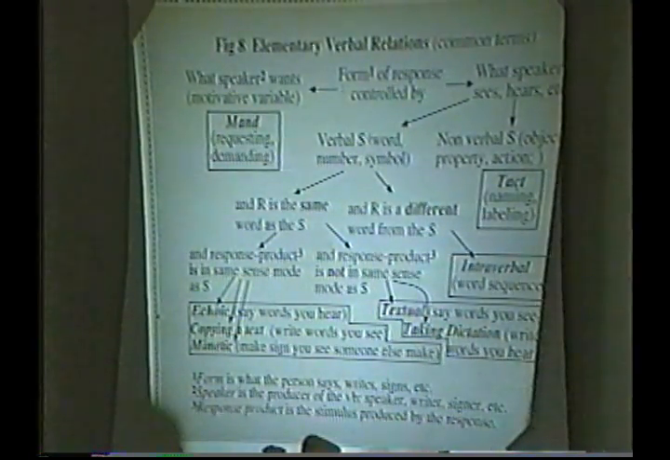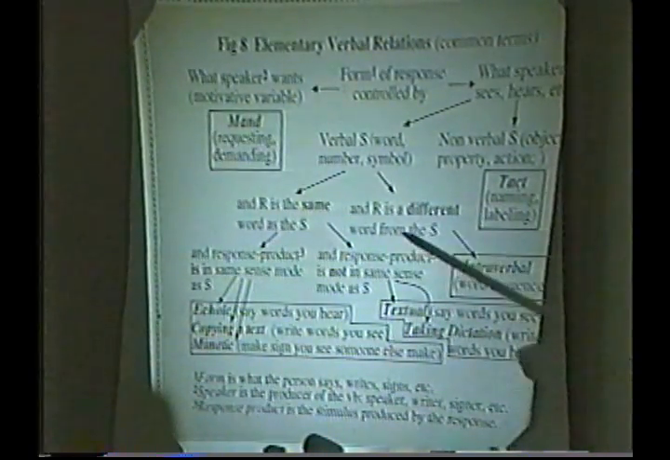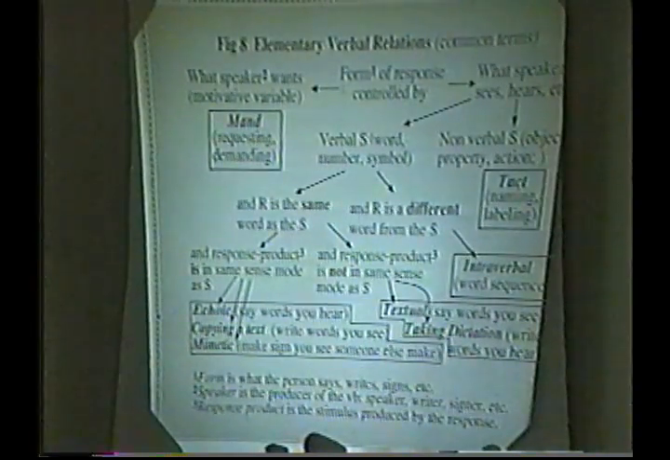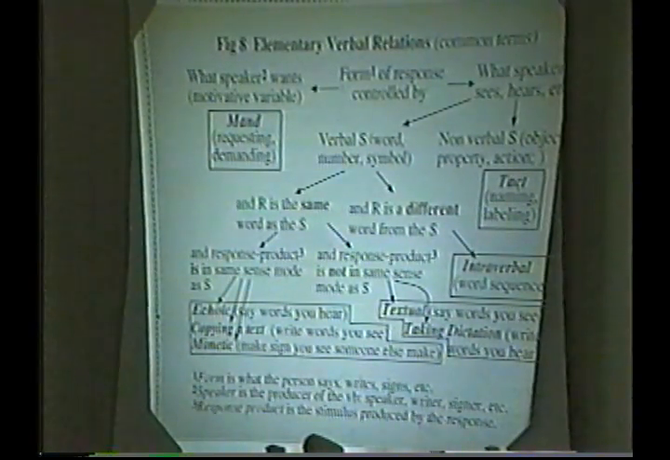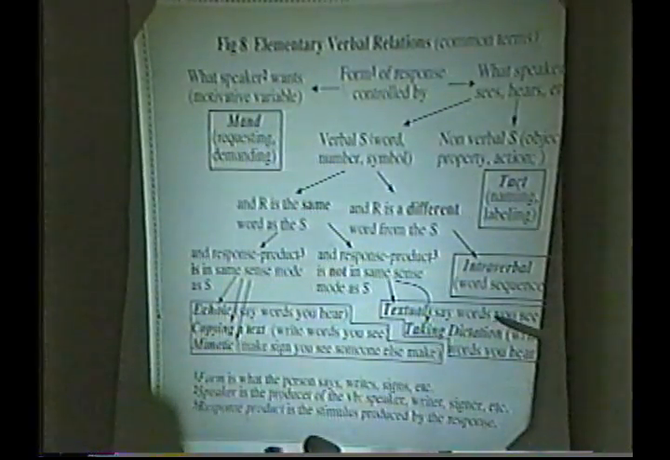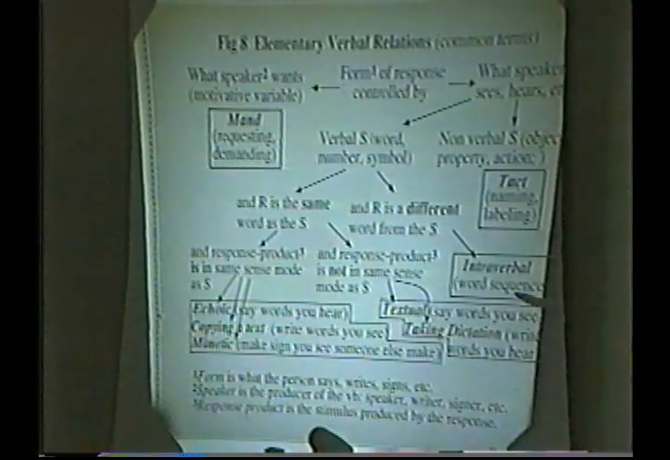If it's controlled by a verbal stimulus, a word, a number, a symbol, either spoken or written, and the response is a different word, in other words, if the stimulus is the word animal, and that makes someone say tiger, the response a different word than the stimulus, then we call it intraverbal behavior. Word sequences, I'll talk about those in detail in a few minutes.